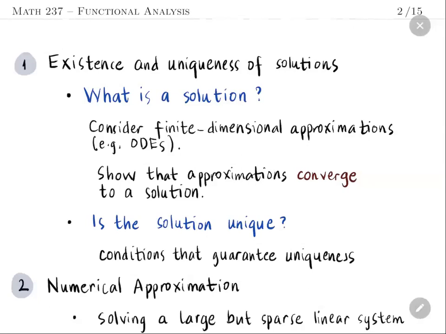So one approach, and this is the case of partial differential equations, one would consider the so-called finite dimensional approximations. And in these cases, we have ordinary differential equations. And with this sequence of approximations, we want to show that the approximations indeed converge to a solution that we define. And in this case, this is the well-known Faedo-Galerkin method.